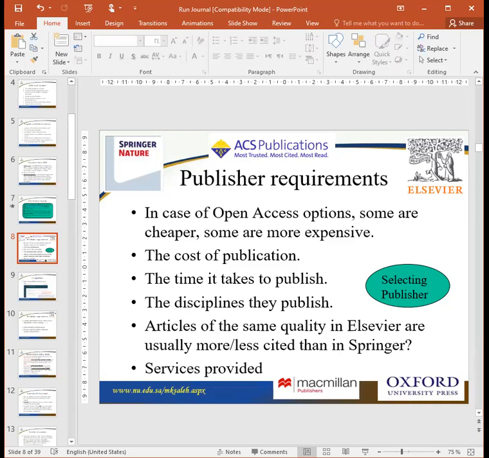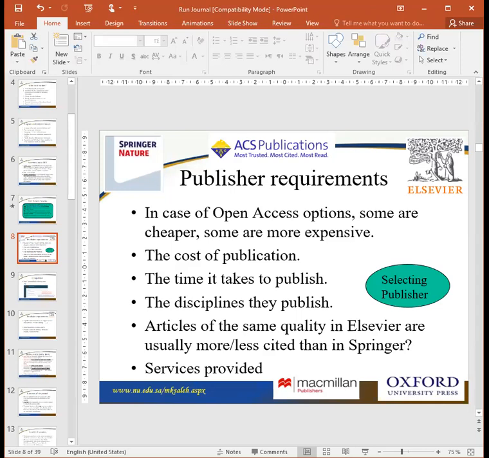Okay, now in this step, you will ask yourself, what is the requirement of the publisher? So you are in the selecting publisher cycle. As is well known, there are several publishers in the market, such as Elsevier, Springer Nature, ACS, Export, and the list goes on. It is important to perform a comparison to study the advantages versus your budget. You have to know that in case of open access options, some publishers are cheaper, some are more expensive.